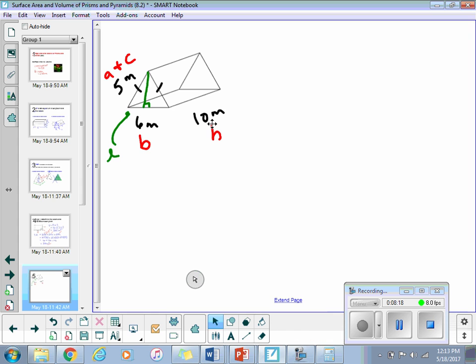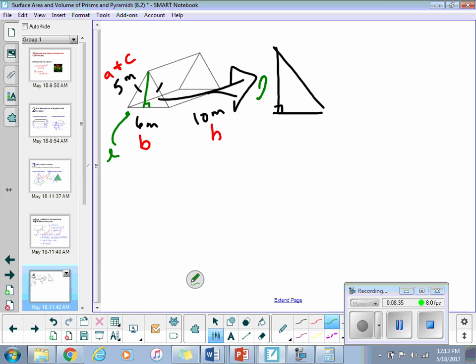So I'm just going to take this right angle triangle here and zoom it up over here so that you can see. This would be your L. This side would be your 5 meters. And because we know the base is altogether 6, this must be 3 meters, because it's a median from the vertex of that triangle to the midpoint. And so we know that that is 3 meters.